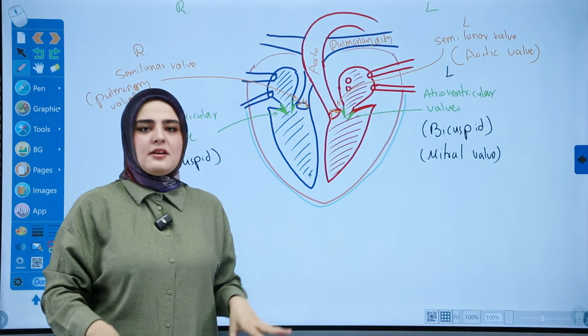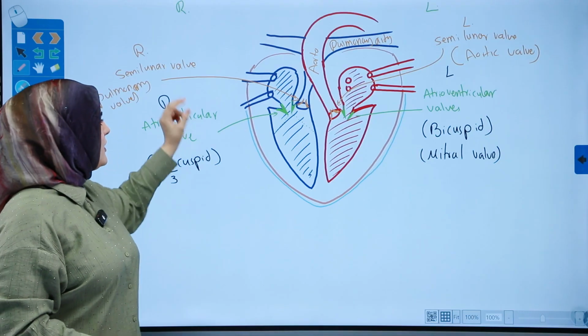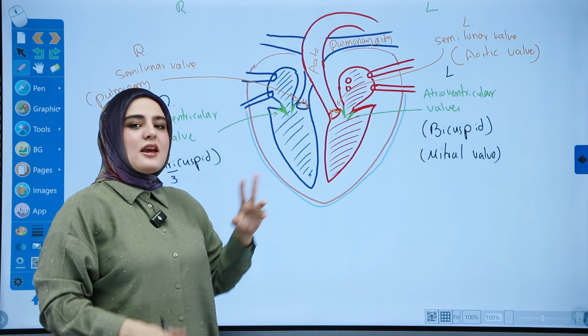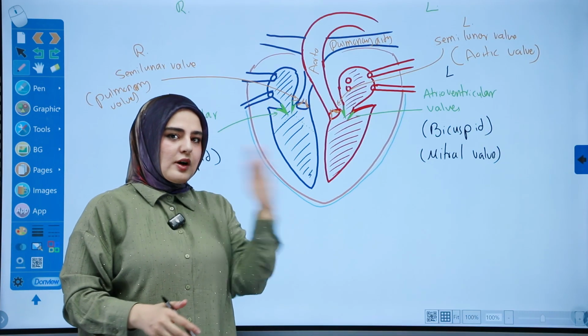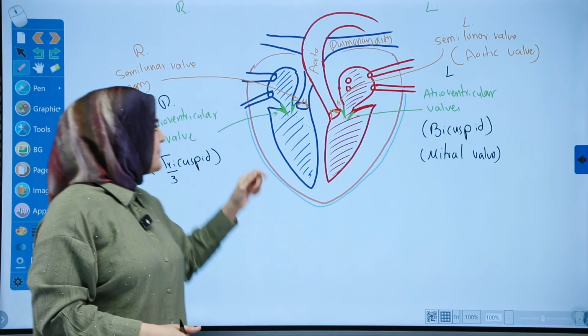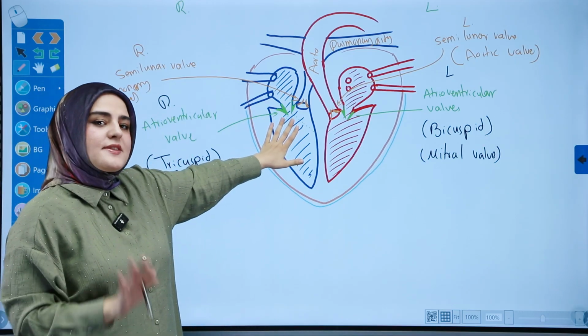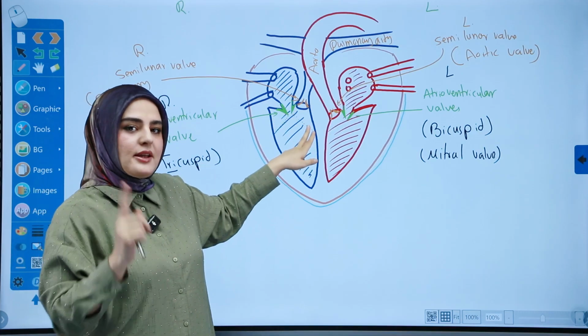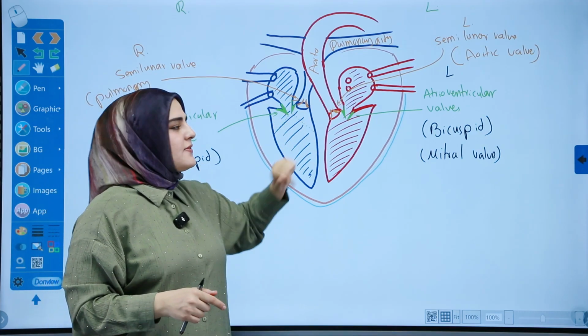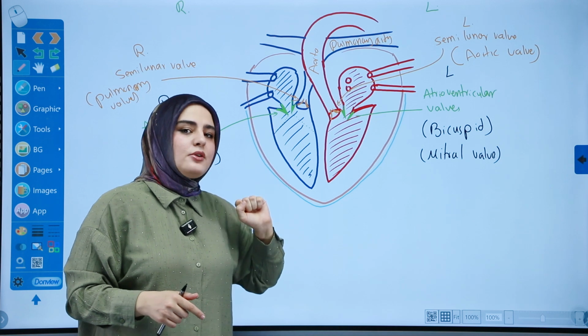There is nothing hard about it. Just remember, we have two sets. Each are two. Each side has one, okay? We have an atrioventricular valve set number 1 made of 2. It's a pair. And then we have set number 2, which is semilunar.